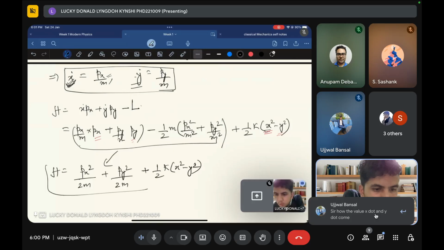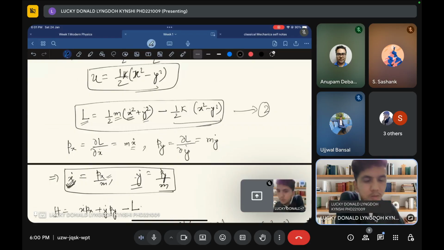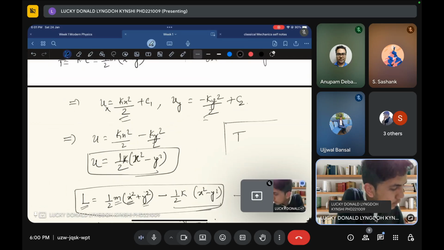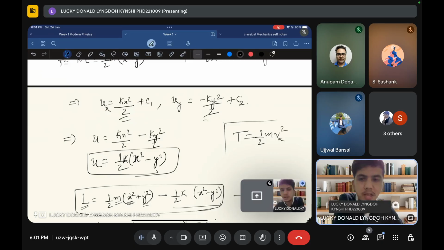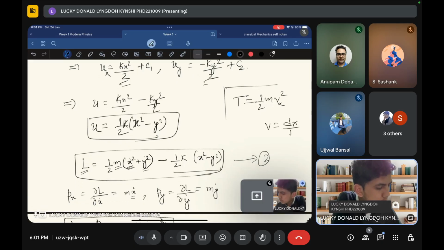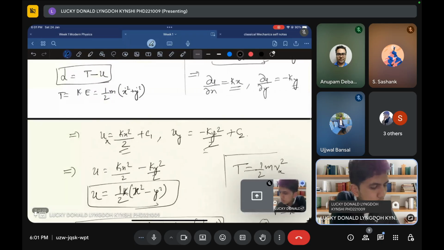Sir, how does the value of x dot and y dot come? Okay, let me answer the question. Your kinetic energy is simply half of m v square, correct? So what is velocity? Velocity is equal to dx by dt, if you are considering only the x direction. Now what is dx by dt? v is equal to x dot. So I have just written here kinetic energy is equal to half of m x dot square.